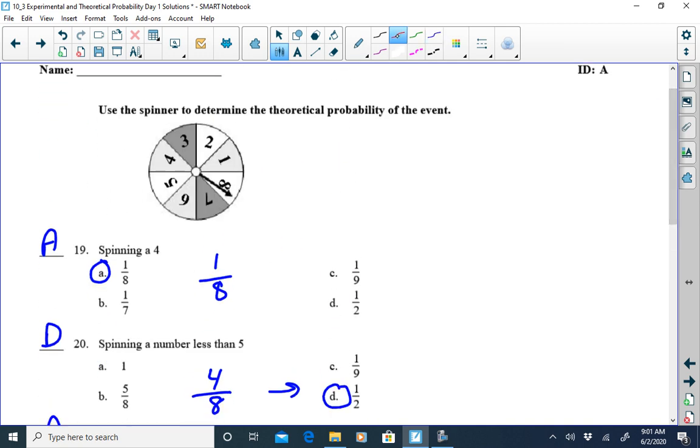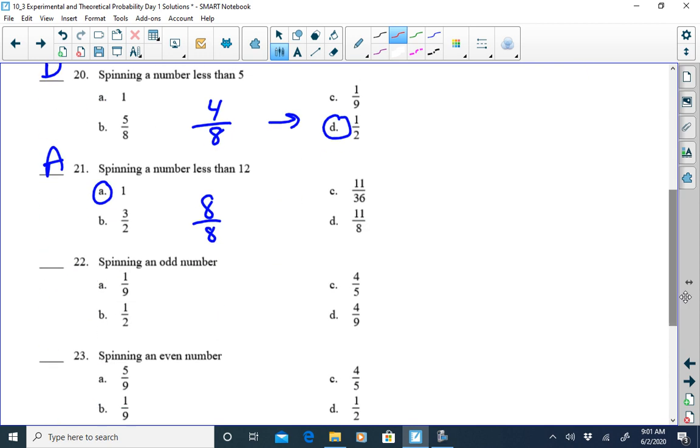Problem 22, spinning an odd number. Well, let's look back at our spinner. 1, 3, 5, and 7 are your odd numbers on the spinner. So we have 4 of the 8 outcomes, right? 4 of the 8 outcomes are odd numbers. So once again, that's going to be B, 1/2 for question 22.